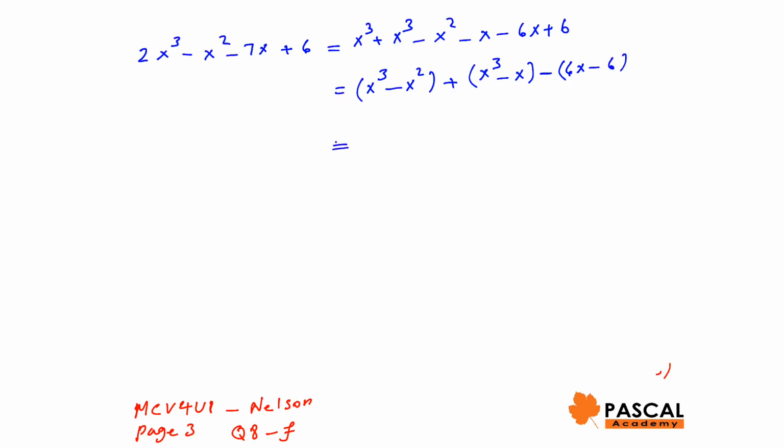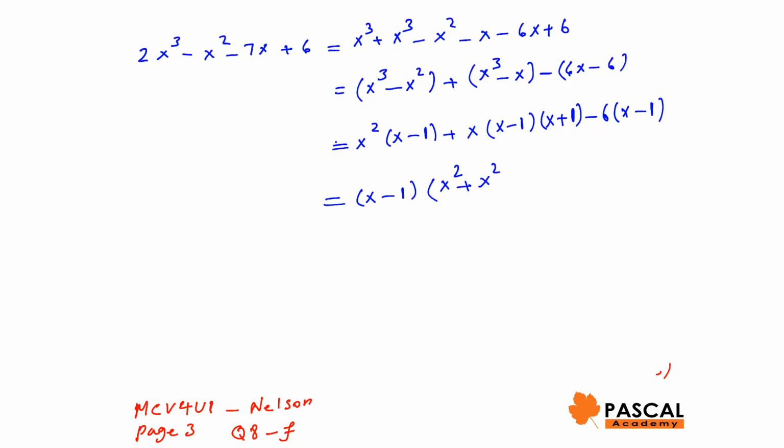Which is x^2 times (x - 1) plus x times (x^2 - 1), which is x times (x - 1)(x + 1), minus 6 times (x - 1). x - 1 is a common factor. (x - 1) times (x^2 + x^2 + x - 6). (x - 1) times (2x^2 + x - 6).